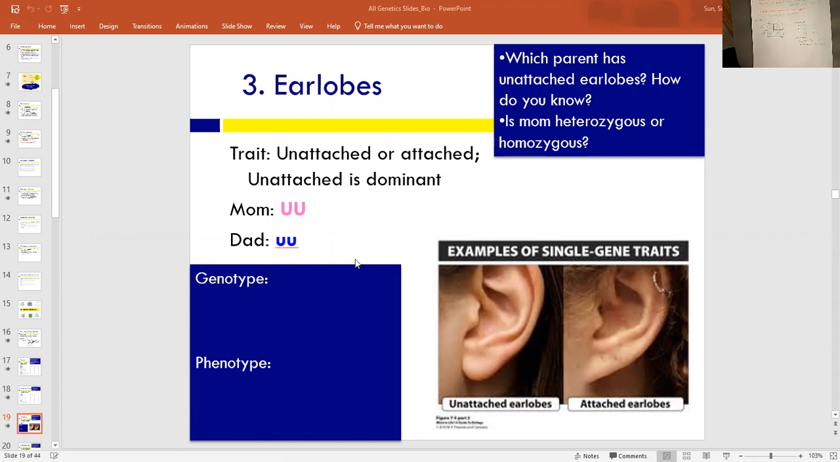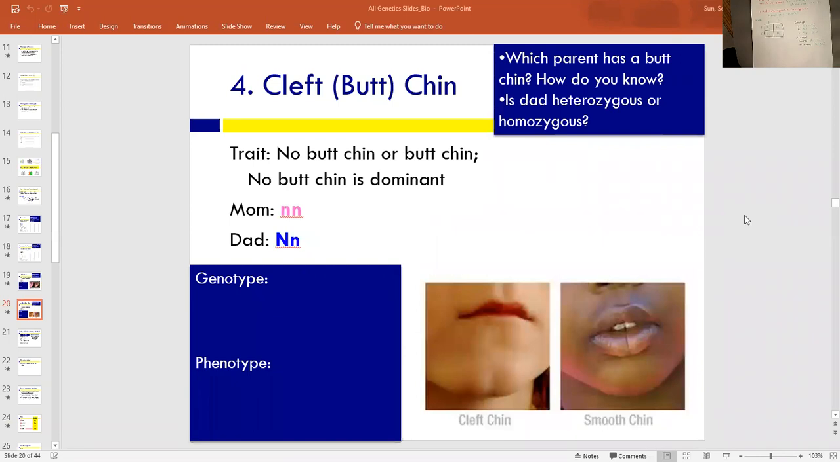So you should be prepared to do a Punnett square on your own for that. And then you'll do one with cleft chin, which is also known as butt chin, versus smooth chin. So no butt chin or butt chin, and actually having the smooth or no butt chin is dominant versus when you see a butt chin. So we're going to cross a homozygous recessive mom with a heterozygous dad. So you're going to do that Punnett square on your own on a scrap piece of paper, and then you'll answer questions about this and about the genotype and phenotype for me.